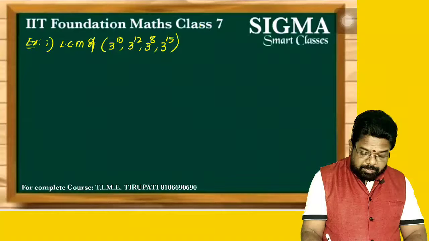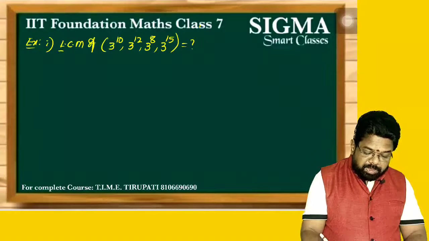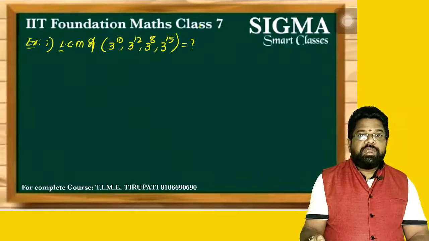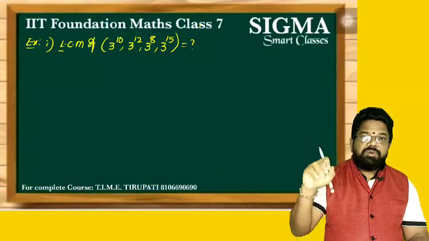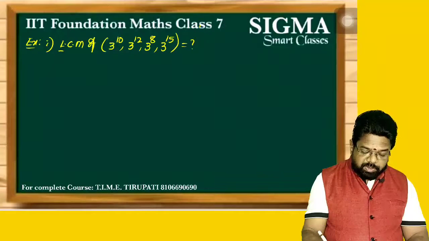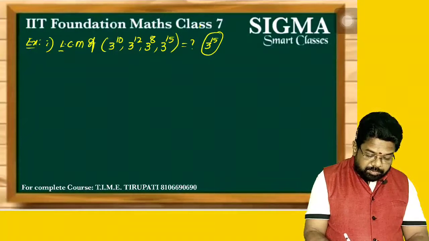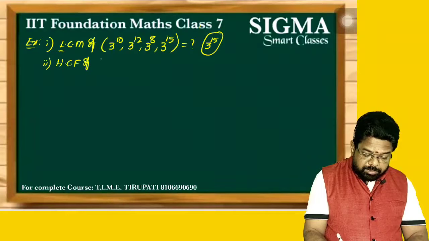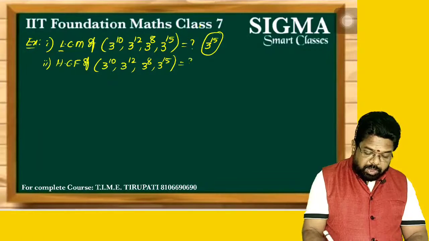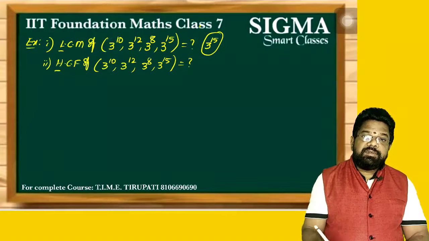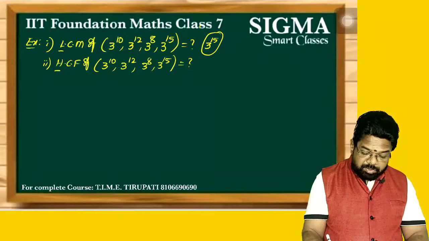So what is the LCM? Already I told you LCM means least, but our answer will be the highest value, the larger value. LCM means either the larger value or a multiple of the larger value. Here 3 power 15, the larger power, so our answer is 3 power 15. Now for the same values, what is the HCF of 3 power 10, 3 power 12, 3 power 8, 3 power 15? The highest is here, but the answer is always the least. What is the least here? 3 power 8. So 3 power 8 is our answer.